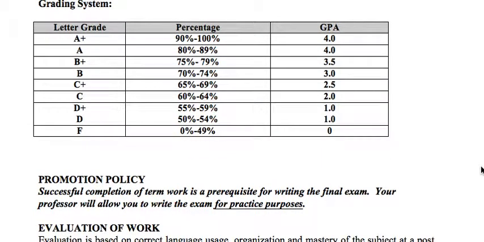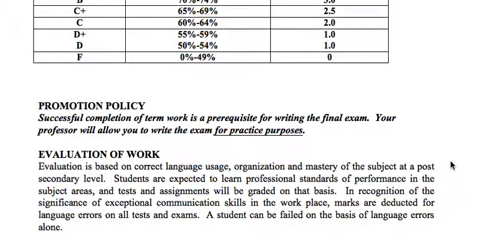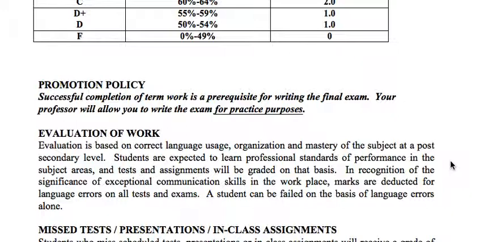So there is information in the course outline about the grading system, how it works. We're using letter grades, so what letter grade relates to specific percentages, as well as GPA score. You do need to complete term work in order to write the final exam. So make sure that you are completing everything, handing it in, and working with me to figure out how we can get all of your work in.